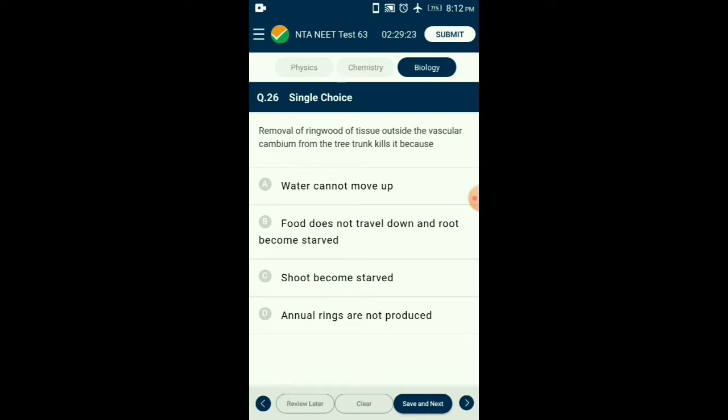Removal of ringwood outside the vascular cambium kills the tree because the phloem gets removed and the food synthesized in the leaves does not move to different parts of the plant. So the answer for this question is option B. Food does not travel down and roots become starved.